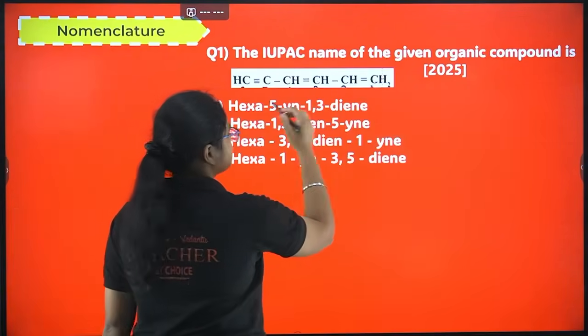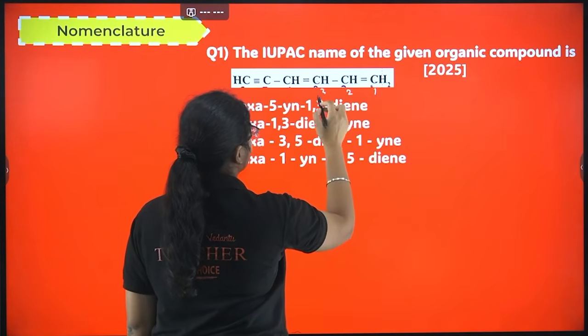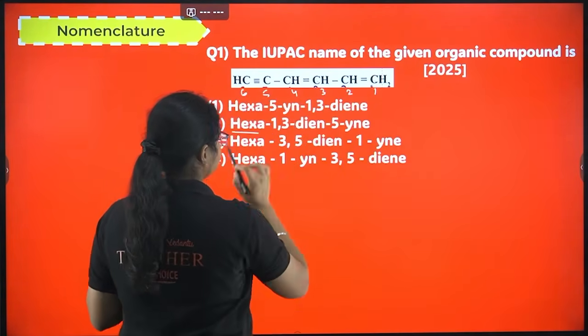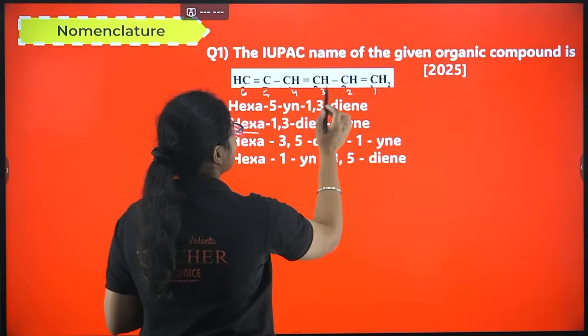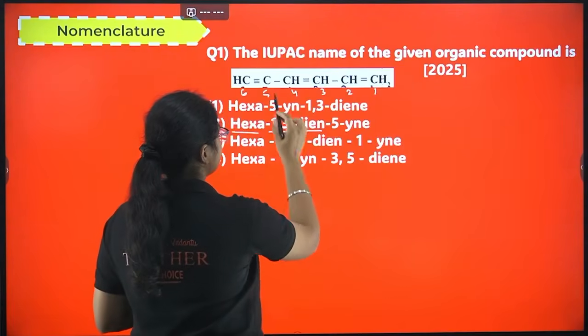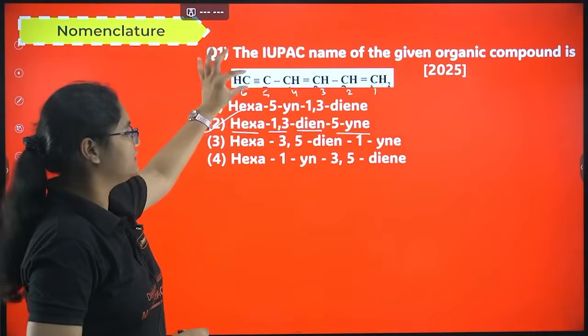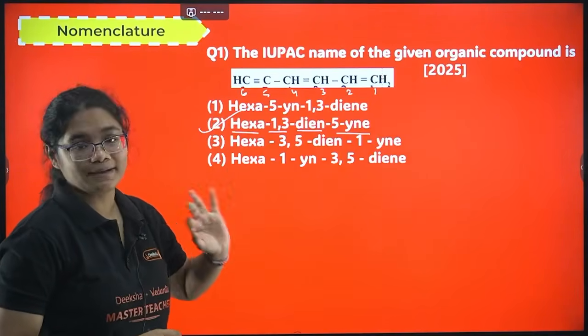So here you have to first number it 1, 2, 3, 4, 5 and 6. So the main chain will be hex. Then we have 1,3-diene and then 5-yne. So option number 2 is the correct answer here. This example is there in your NCERT book.